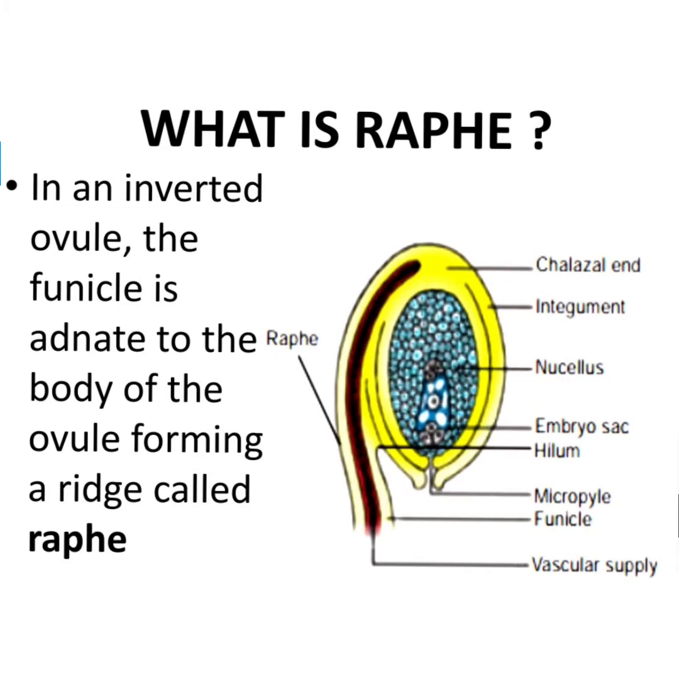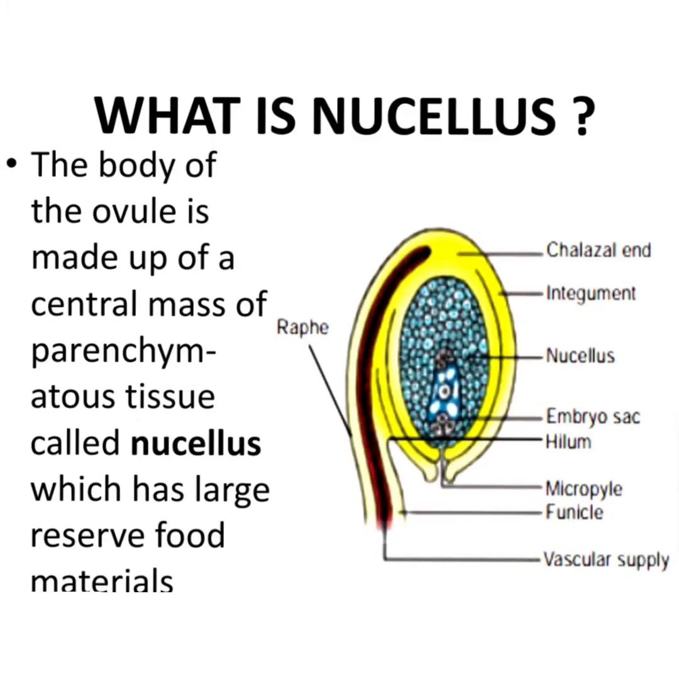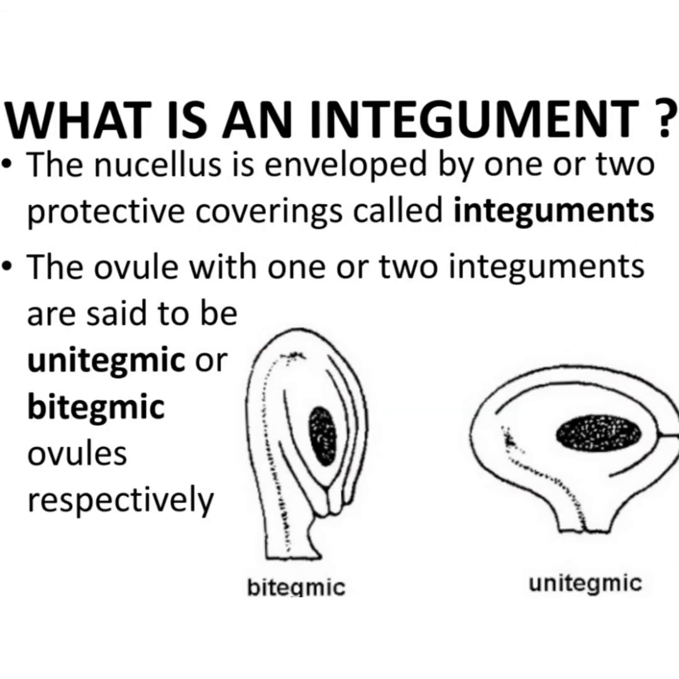What is a raphe? In an inverted ovule, the funicle is adnate to the body of the ovule. It forms a ridge called the raphe. What is nucellus? The body of the ovule is made up of a central mass of parenchymatous tissue called the nucellus, which has large reserve food materials. The nucellus is enveloped by one or two protective coverings called the integuments. The ovules with one or two integuments are said to be unitegmic or bitegmic ovules respectively. You can see a bitegmic ovule which has two layers of integuments on the left side and a single layer of integument on the right side.